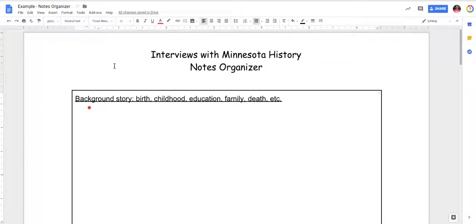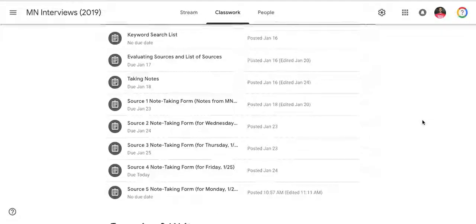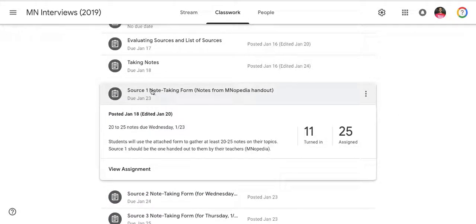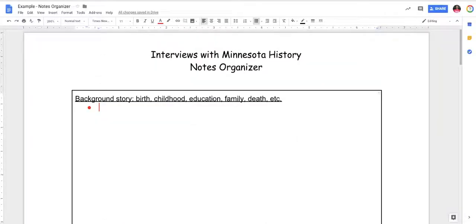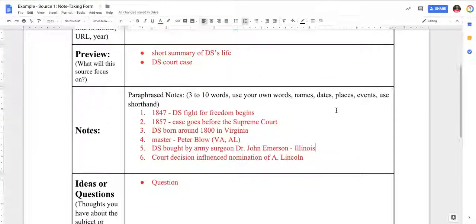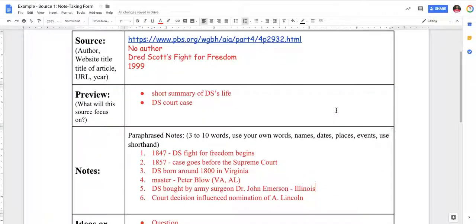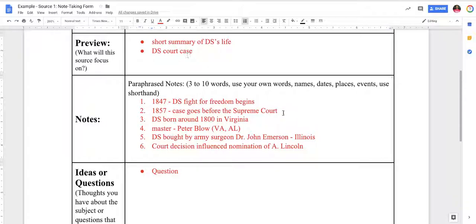You might notice that some of your notes don't really fit. So I'm going to do an example for you. Because I'm doing Dred Scott, I'm going to go back to my notes 1, my source 1, because I'm going to start there. And if I open that up, it takes me to this. These are my notes on Dred Scott's life from that website that I did an example from PBS. And it's got notes on his life as well as the court case.